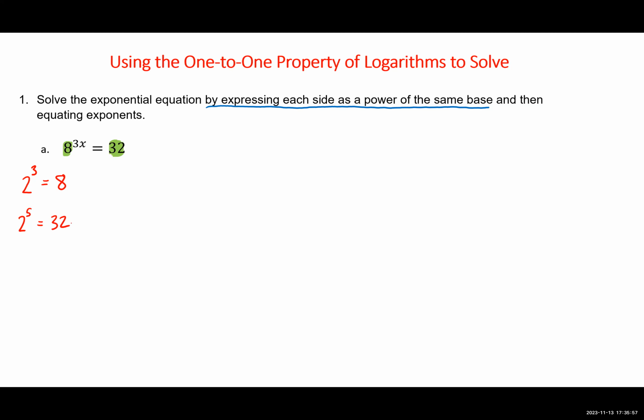So we could replace each of those numbers, the 8 and the 32, with a power of 2. So instead of 8 to the 3x, we've got 2 cubed to the 3x. And instead of 32, we've got 2 to the fifth power.